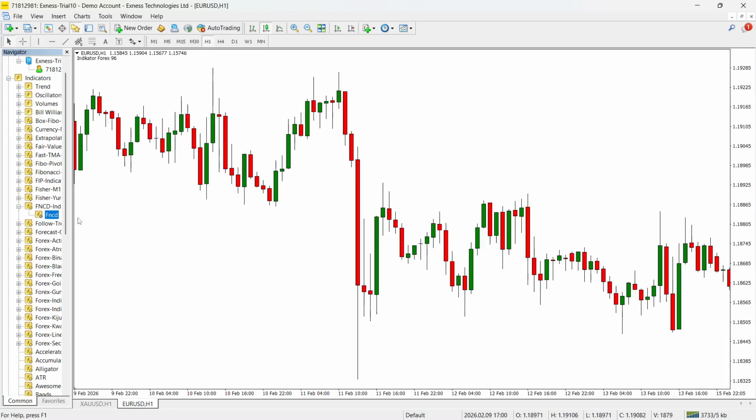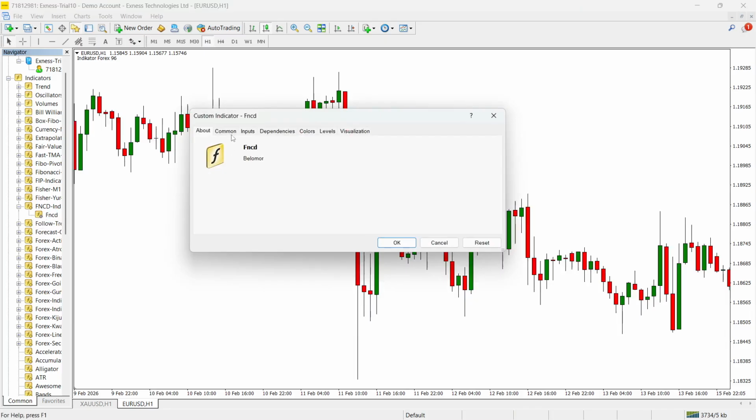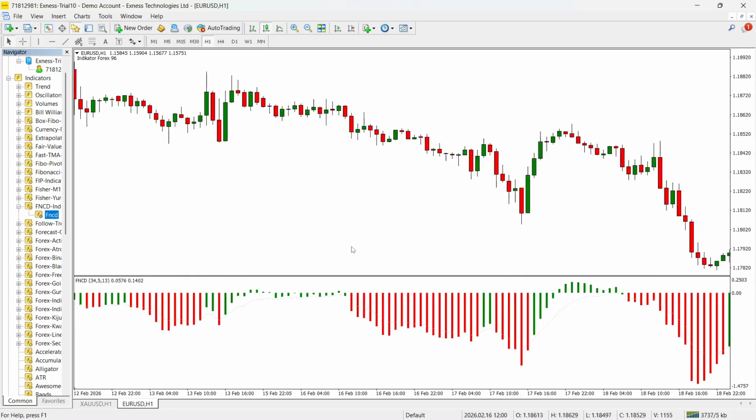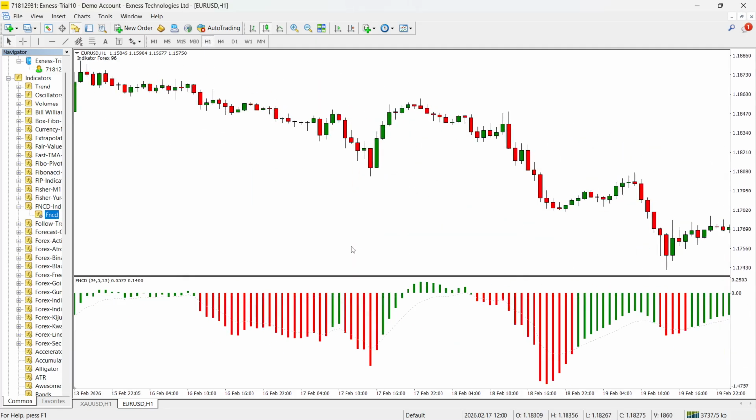At this point, I'll load the indicator on the charts so you can see how it looks in real time. Remember to allow the DLL imports. Alright, there we have it. As you can see, the FNCD indicator plots a series of histogram bars in a separate sub-window beneath the main price chart, with bars extending into positive and negative territory.